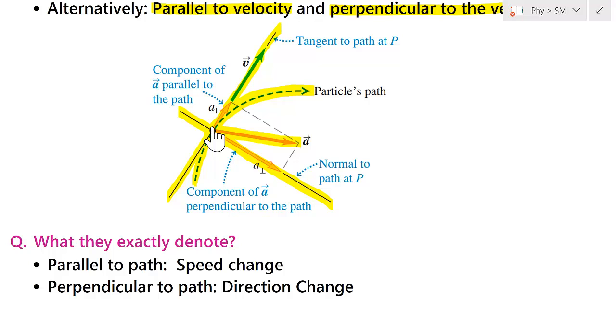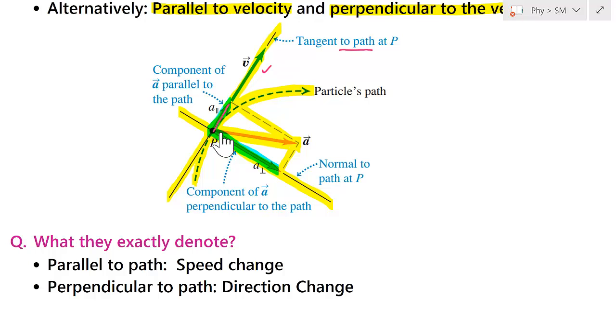Now what we have to do is break this into two components. I will take this component and this component. The first component is perpendicular to the velocity direction, and this is parallel to the velocity direction. So now I have two acceleration components. One is along the velocity direction, another is perpendicular to the velocity direction, or I can say perpendicular to the path, because the direction of path, direction of velocity and direction of tangent are all the same direction.